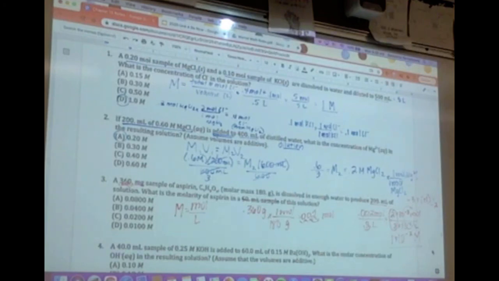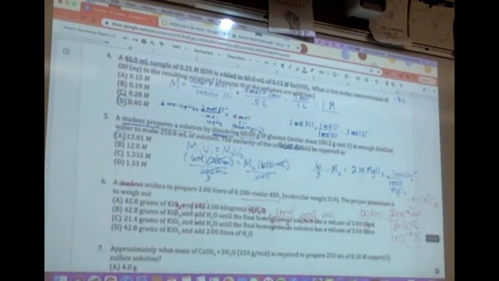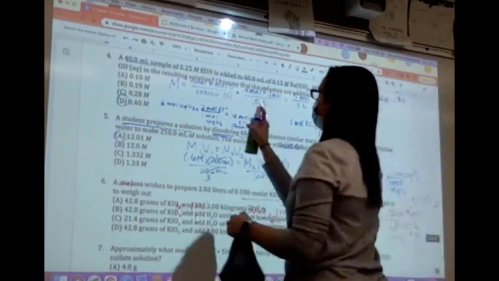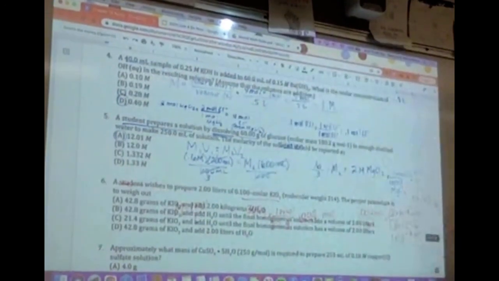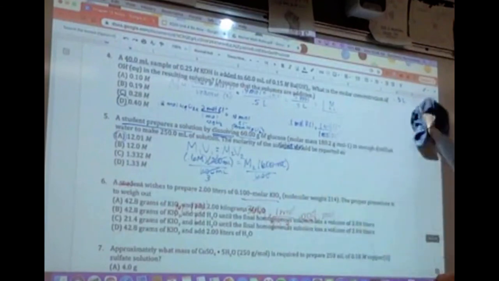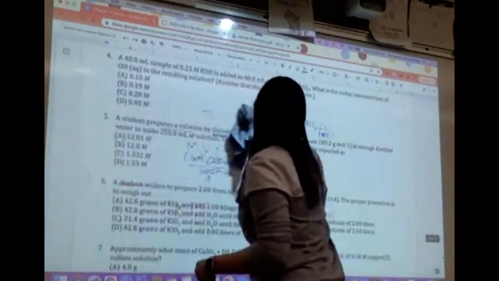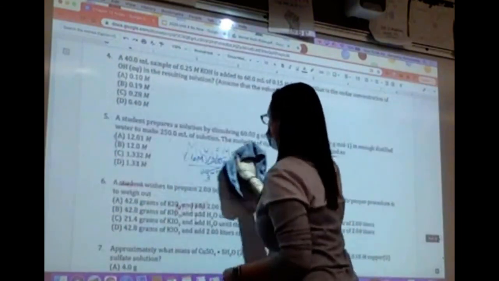Any questions before we look at 4? 4 is the last one we're going to look at together. All right, so number 4. And you're going to notice that, again, we have 2 amounts. So for number 4, a 40 milliliter sample, 0.25 molar KOH is added to. So I suggest right off the bat, underline, circle, double underline, added to. Right? Because added to means that you have to add your volumes together.